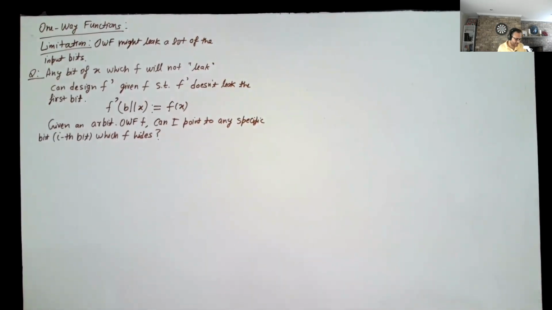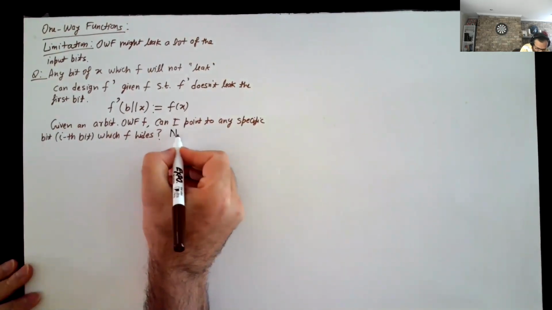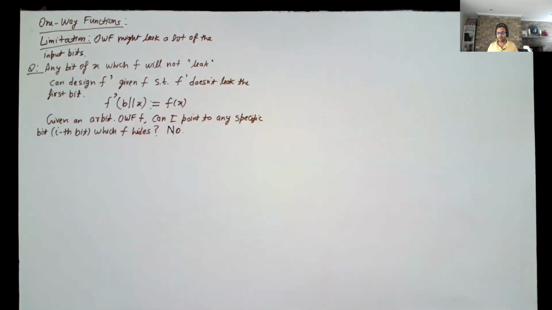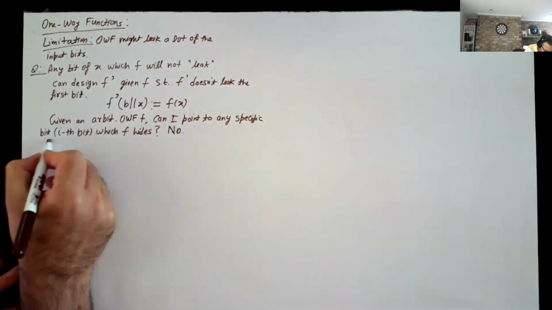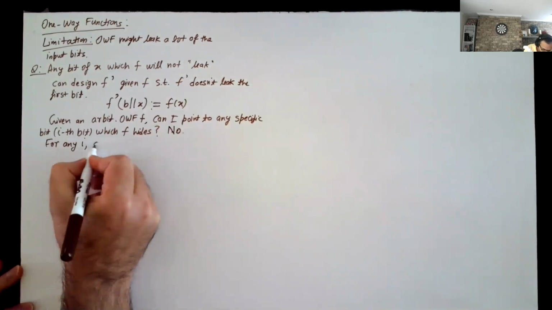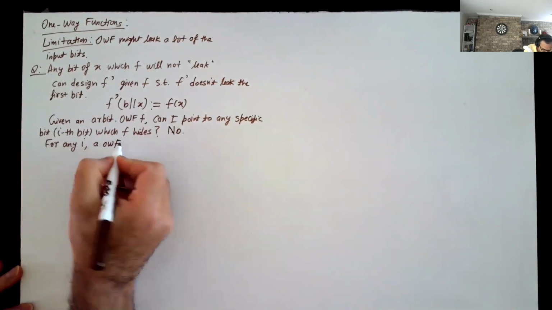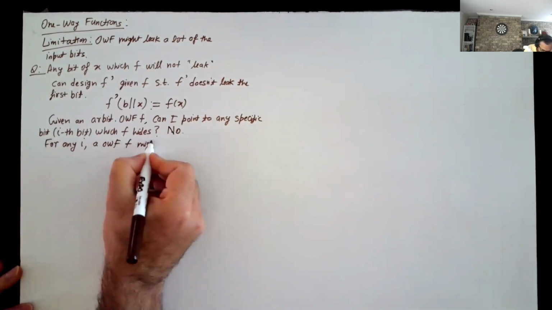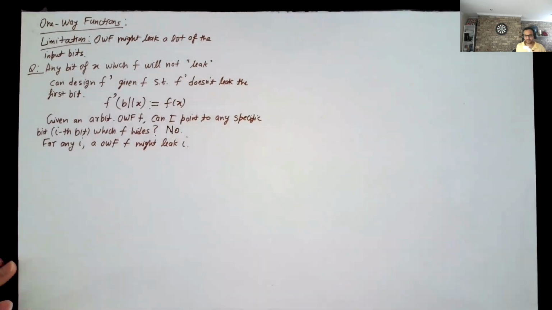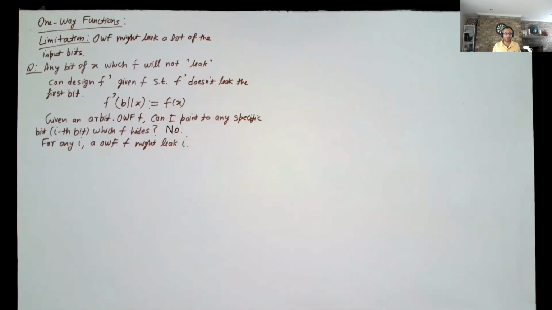And the answer to this question, unfortunately, is no. Because you can choose any i, and I can always design a one-way function which leaks i. For any i, a one-way function f might leak i. So this is unfortunate. I cannot even point to a single bit which f is not going to leak.